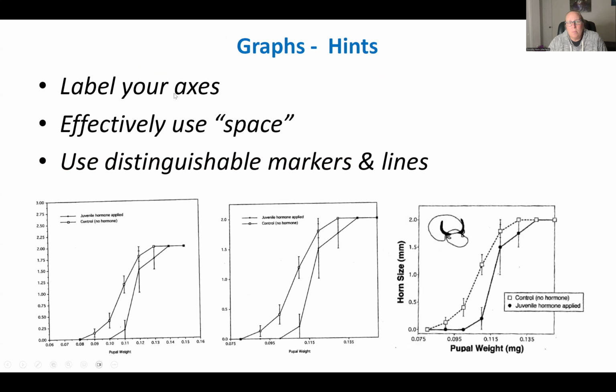All right, always label your axis. Make sure you effectively use space and use distinguishable markers and lines. Okay, so what is going on with my face over here? I'm moving that. So you can see each one of these graphs, like the far one on the right has nice big labels, but there's also some weird drawing there. Maybe that's good, but it has a better legend, control, and juvenile hormones.